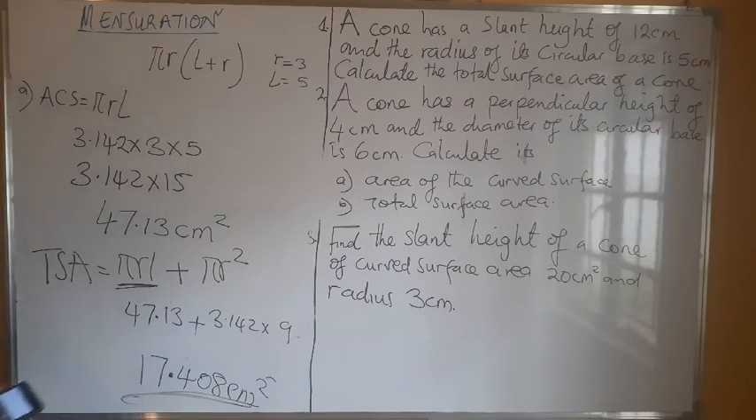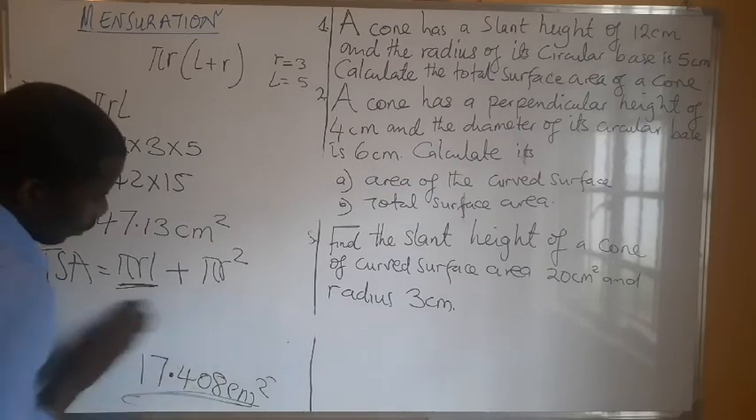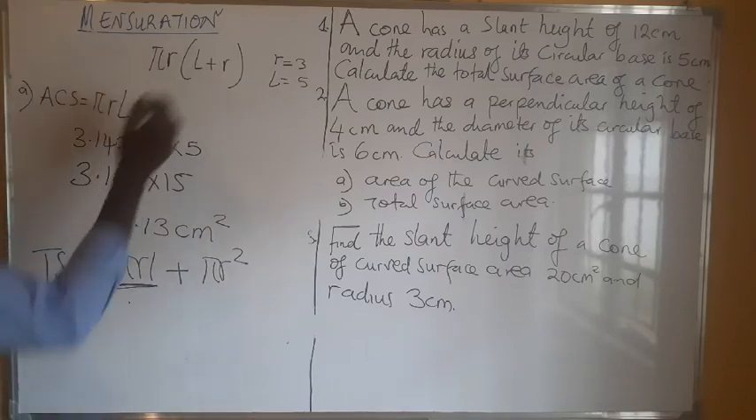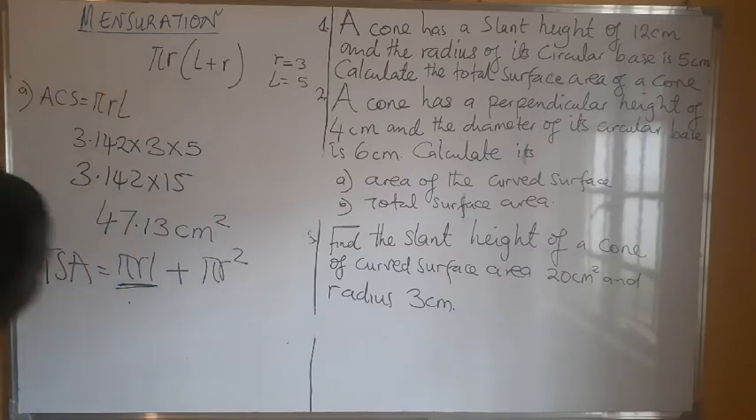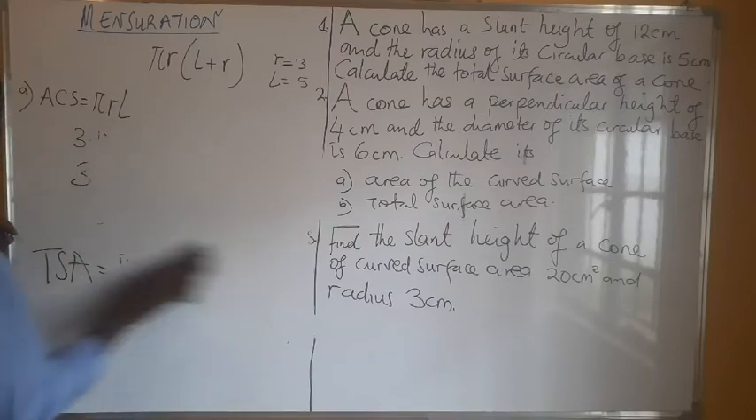These questions in the exam, sometimes they would want you to round them off to 3 significant figures. So if you are talking about 3 significant figures, it will be 17.4. Alternatively, even without replacing this part, you could use this formula as it is, because this is the formula for the total surface area.